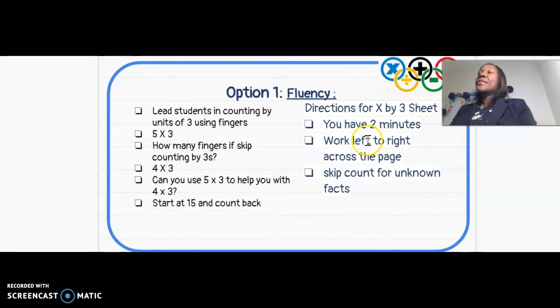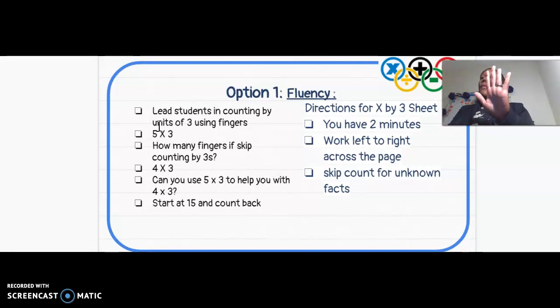Okay, so today the pattern sheet is multiplying by 3. And so we've been skip counting by 3, so we're going to use that strategy to help us out with 5 times 3. So boys and girls, go ahead and take out 5 fingers. All right, so let's skip count by 3s. Are you guys ready? Ready, go. 3, 6, 9, 12, 15. All right, so we know that 5 times 3 is 15, okay?